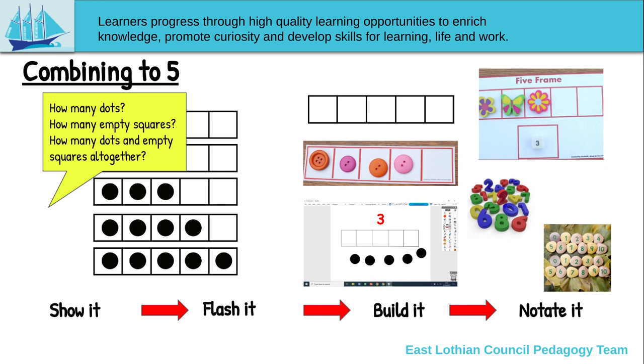Learners can then notate what they have written in different ways, maybe by using magnetic numbers or numbers written on pebbles or a dice with the number turned to show how many spots or items are in the 5 frame.